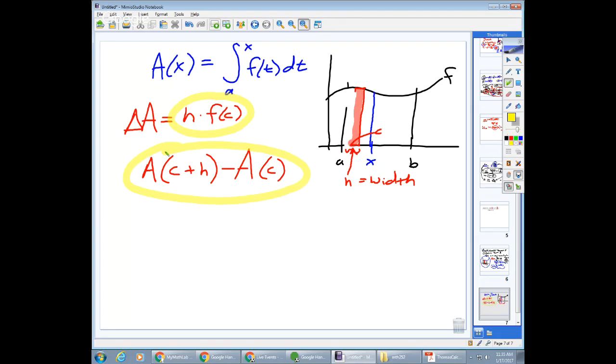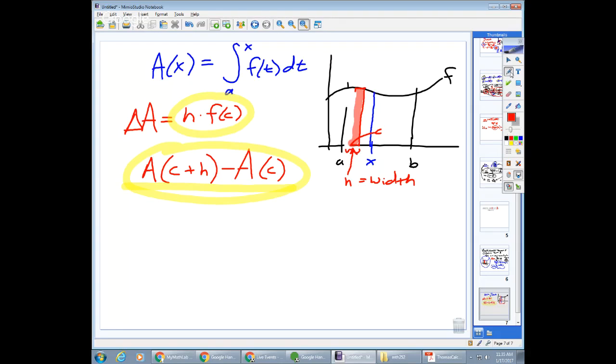Okay. Have you seen anything that looks like that before? Where does that come from? Oh, I don't want to think back to Calc 2. It's part of the definition of the derivative, right? Isn't it the numerator? Yeah, so check this out.